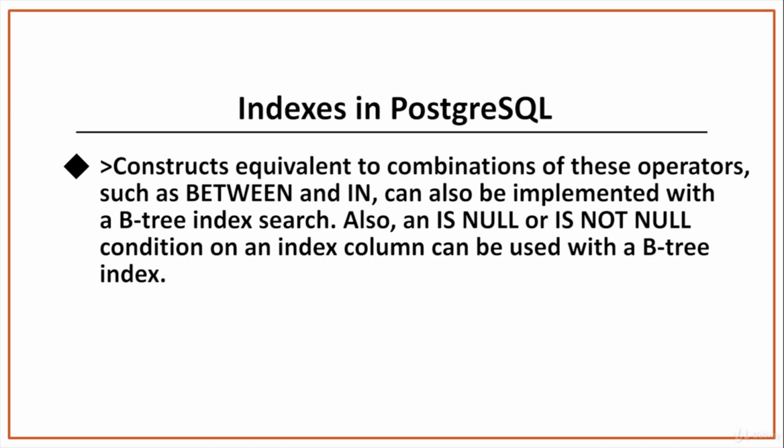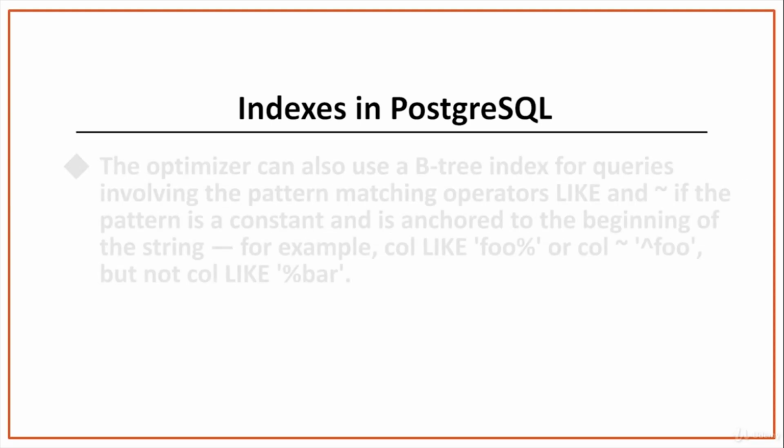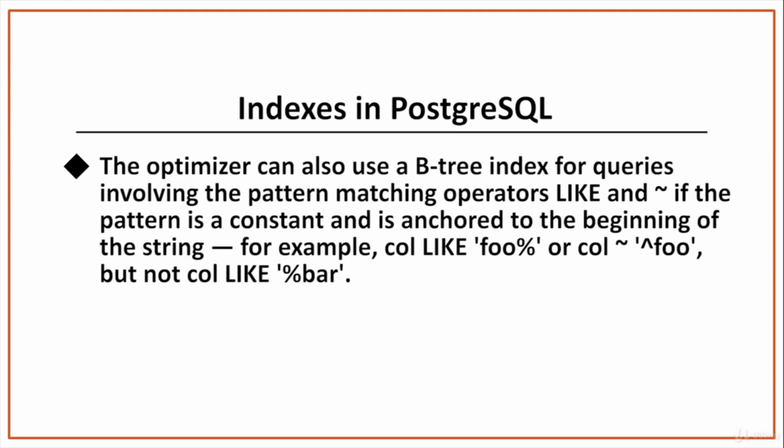Constructs equivalent to combinations of these operators, such as BETWEEN and IN, can also be implemented with a B-tree index search. Also, an IS NULL or IS NOT NULL condition on an index column can be used with a B-tree index. The optimizer can also use a B-tree index for queries involving the pattern matching operators LIKE and tilde.